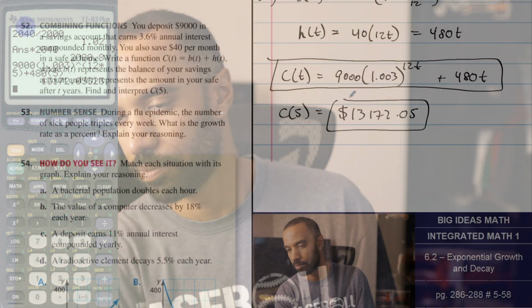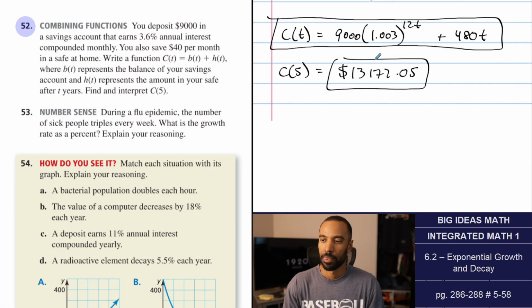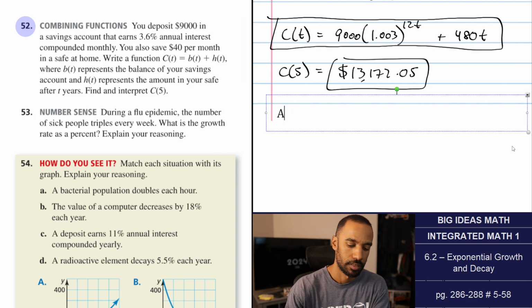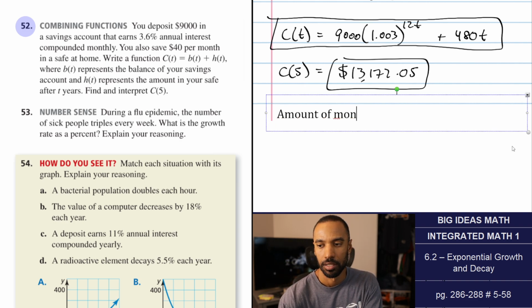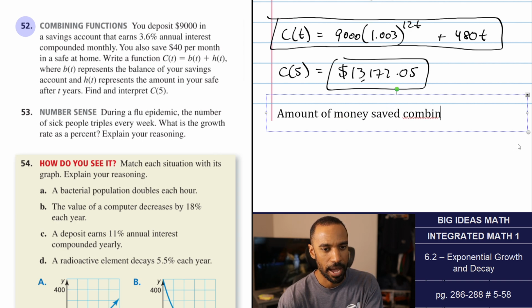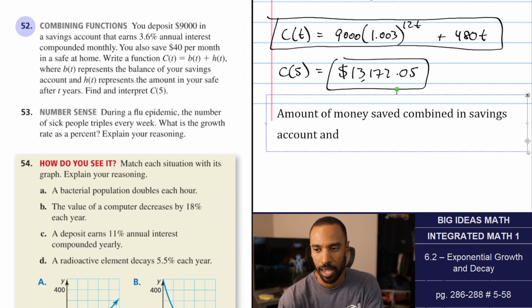So $13,172.05. If you want to do the 5 cents, I'll go ahead and do that. So 13,172.05. Okay. This is the amount of money saved in total, combined in savings account and at home after 5 years.